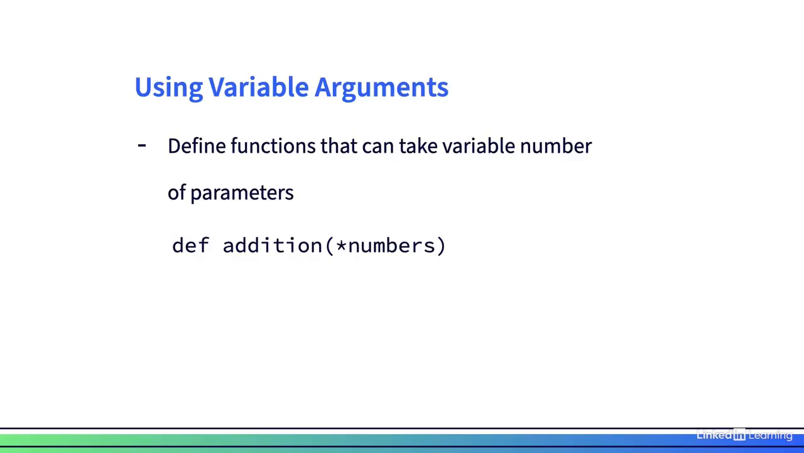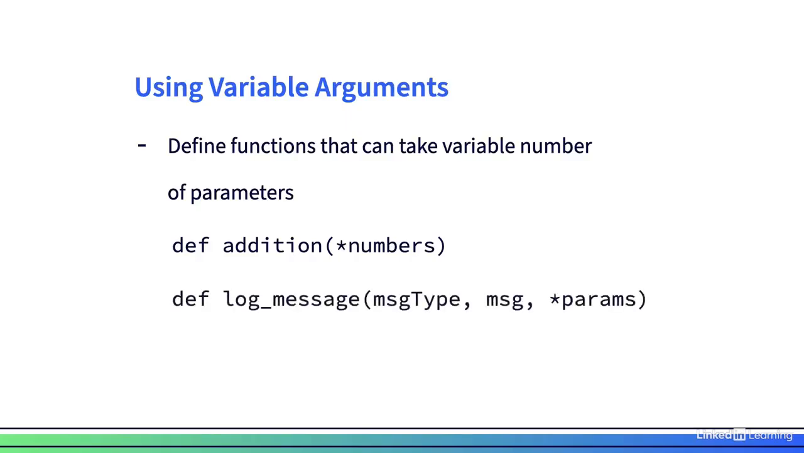This parameter has to come after all the other positional parameters that the function defines. So for example, if we built a logging function that logged messages along with parameter values, we would maybe first define the parameters for the message type and then the message text, and then specify the variable argument list.